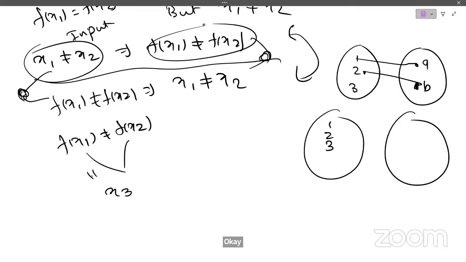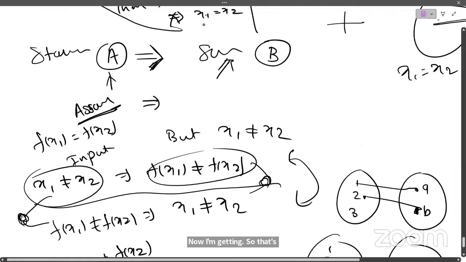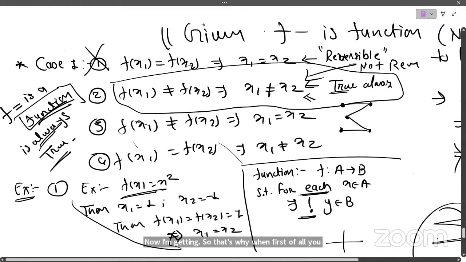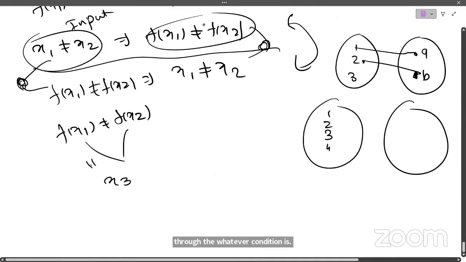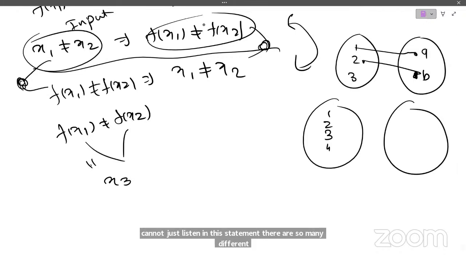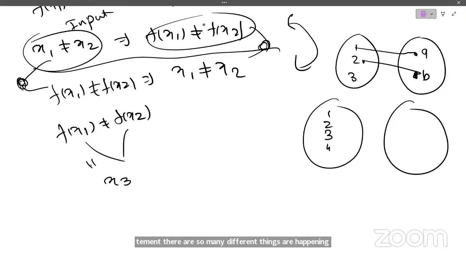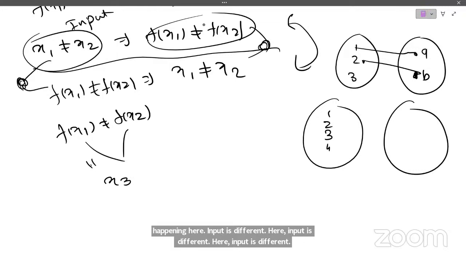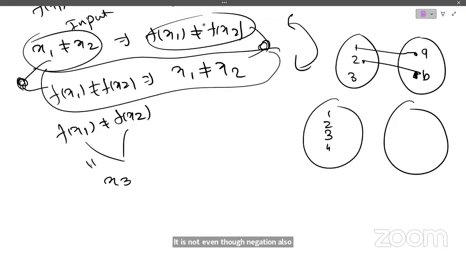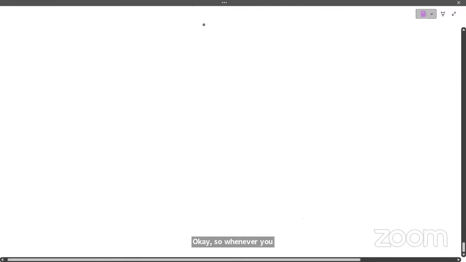So that's why, first of all, you always have to go through the definitions and whatever condition is given to you. You cannot just listen. In this statement, there are so many different things happening. Here input is different, here output is different. This statement is totally different from this statement. It is not even the negation. This is something new to me today, because I always assumed x1 not equal to x2 implies f of x1 not equal to f of x2. No, this is not the case.